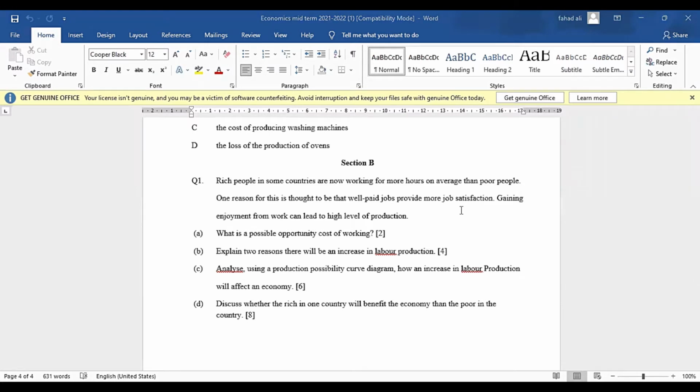Rich people in some countries are working for more hours on average than poor people. One reason for this is thought to be that well-paid jobs provide more job satisfaction. Gaining enjoyment from work can lead to a high level of production. A: what is a possible opportunity cost of work? So let's write the answer for this.